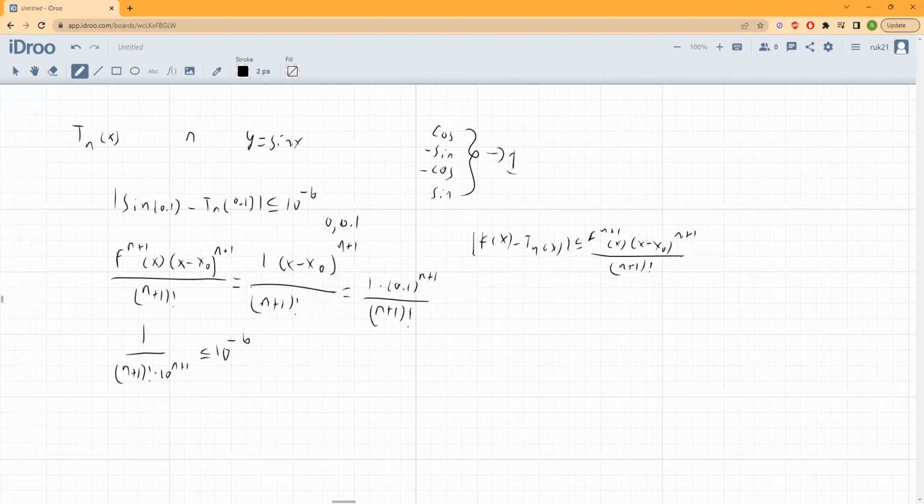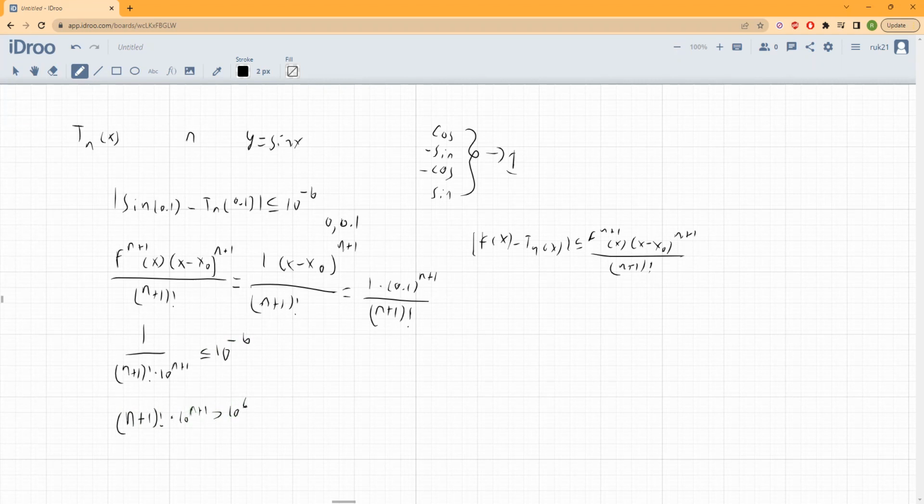So then what we're basically going to do is start and try to solve this. By manipulating this, if we take 1 over both of them, we have to flip the sign. So we get (n+1) factorial times 10 to the power of n+1 is bigger than 10 to the power of 6. Again, we're just taking the reciprocal of both sides, and that's why we have to flip the sign. That's how we get this.